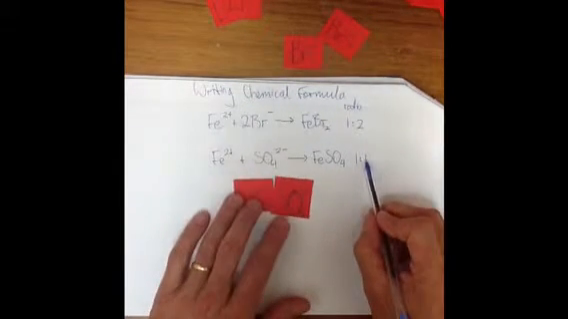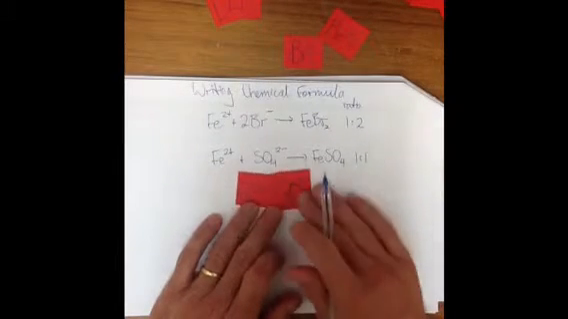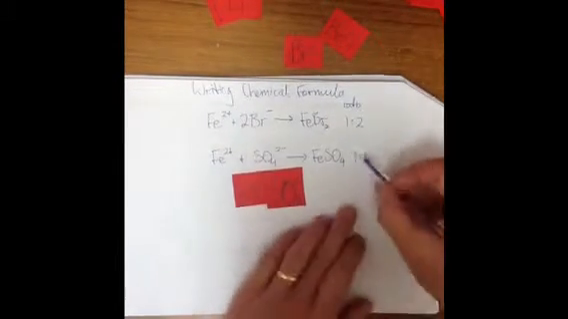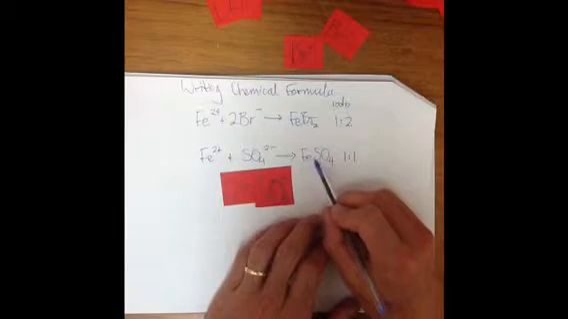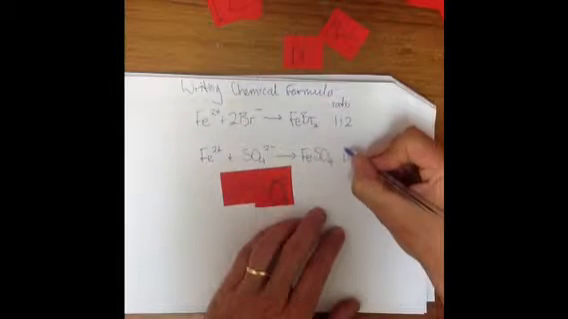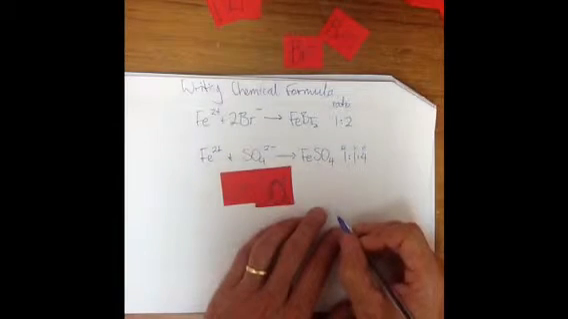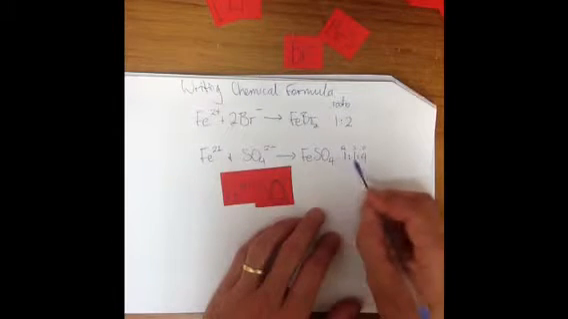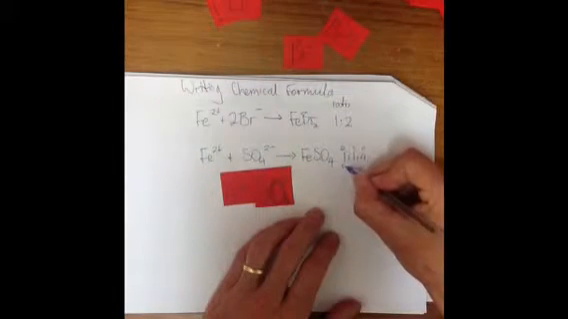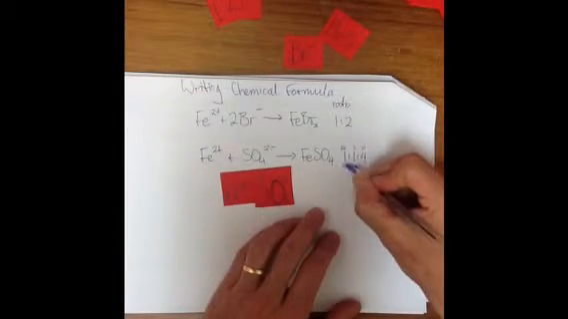Now, the 1 in this case is talking about the polyatomic nature. This can also be described as 1 to 1 to 4 if we talk about the iron, sulfur and oxygen elements. However, their combining ratio is 1 to 1 when we talk about the ions that are being used.